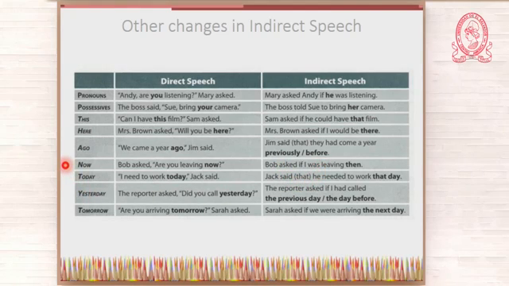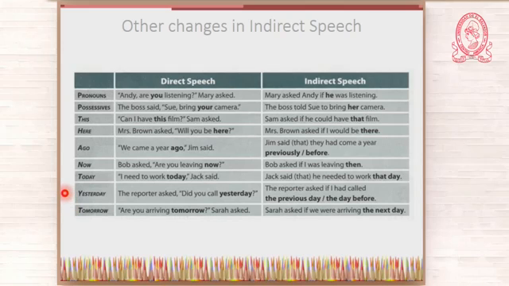We have now. Bob asked, are you leaving now? Bob asked if I was leaving then. Okay, so from now, we change to then. And what happens when we have today? Do we keep today? I need to work today, Jack said. Jack said that he needed to work that day. Okay, from today, we change to that day.